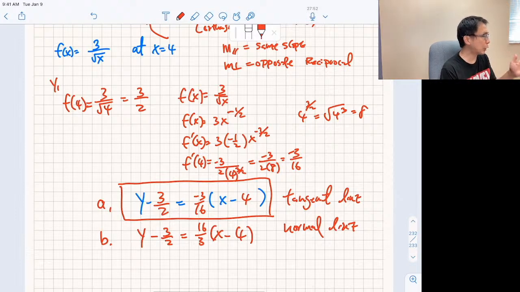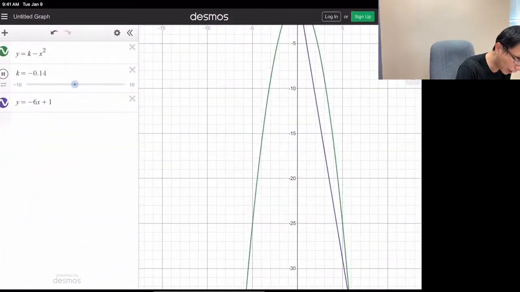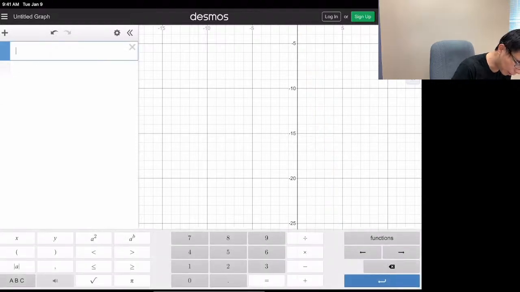Now, on your homework, please check your answer. How would I check my answer? I check my answer by plugging into the computer and graphing. So get your computer out and check whether the line is tangent. You can see it. Okay, so first of all, I'm going to type in 3 over square root x as a function, y equal to that.